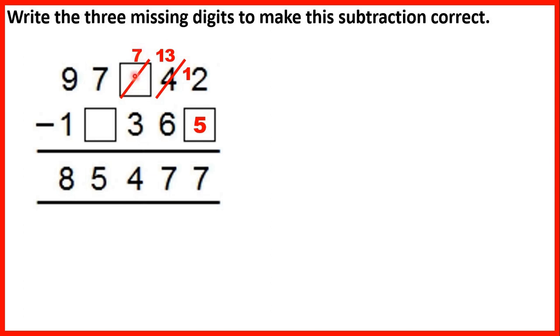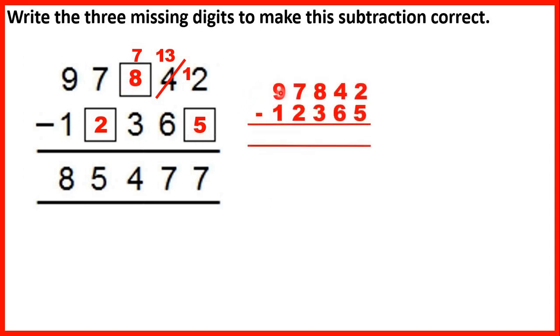So after they'd exchanged, they would have had 7 as the hundreds digit. And because they exchanged, this digit here must have originally been an 8. Because remember, when we exchange, we have 1 less, 1 in front. So this digit here is an 8. Then we have 7 minus something is 5. So that's 2. And then 9 minus 1 is 8. So we have our missing digits.